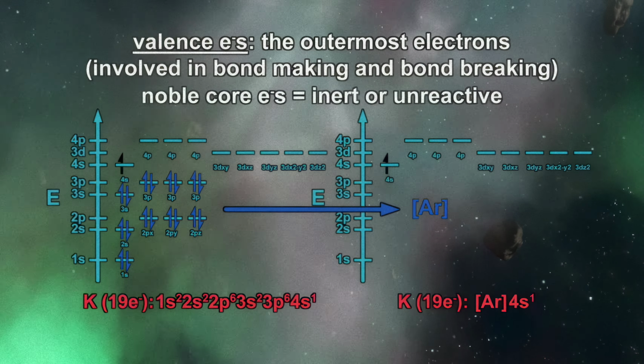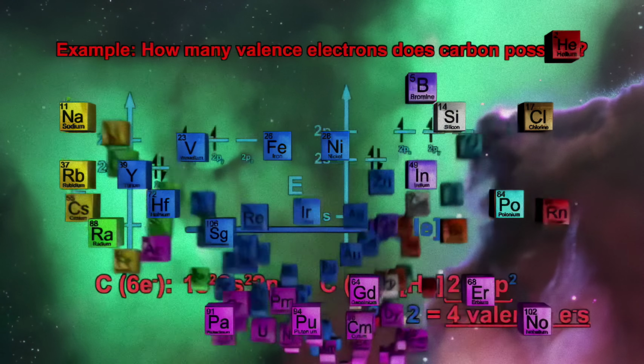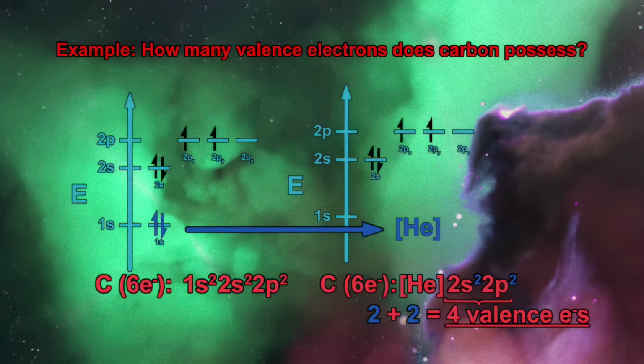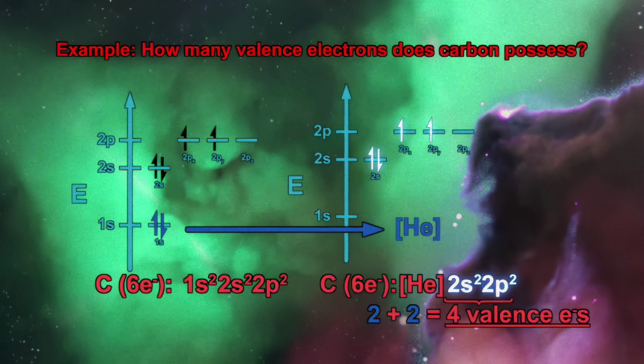Thus, we slide back to the nearest noble gas, which is helium. Helium will represent the 2 noble core electrons, which leaves 4 valence electrons. It should be noted that we did not have to draw the full or the abbreviated electron configuration diagram to answer this question. We just needed access to a periodic table.